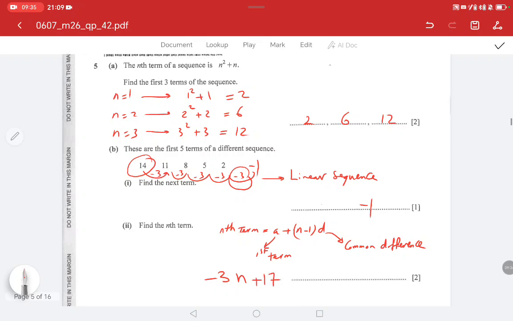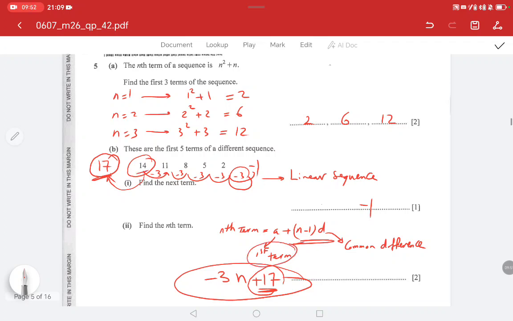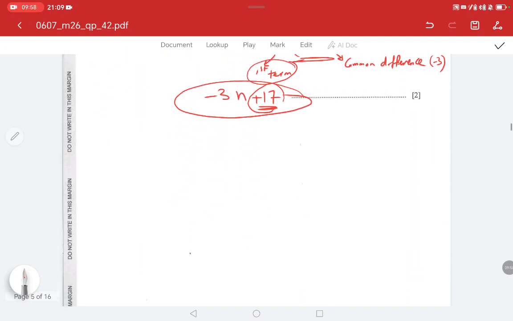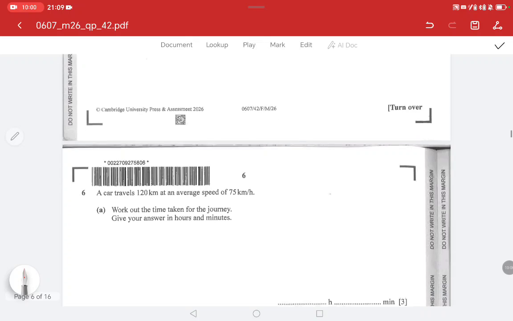Or you may say, if I have a virtual term before 14, what could it be? It could be 17. So this number, what you get here, is this one. So this is the final answer. You could do this, or just substitute in this formula. The first term is a, which is 14, and d is negative 3. Both of them will lead to the same equation.